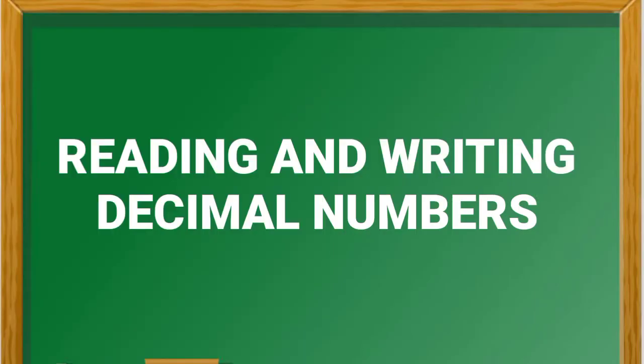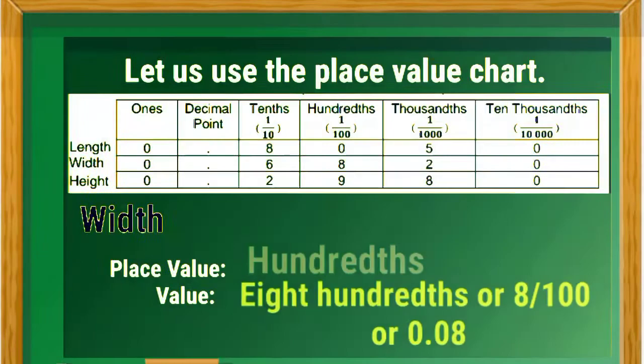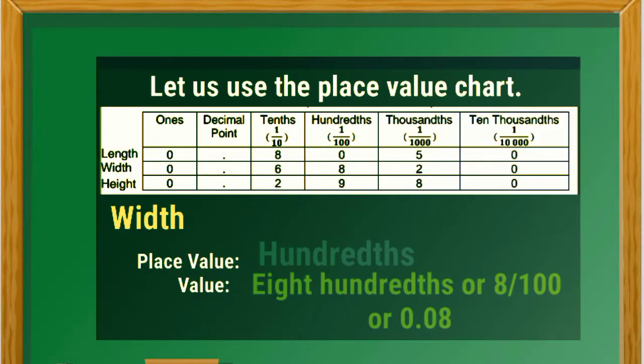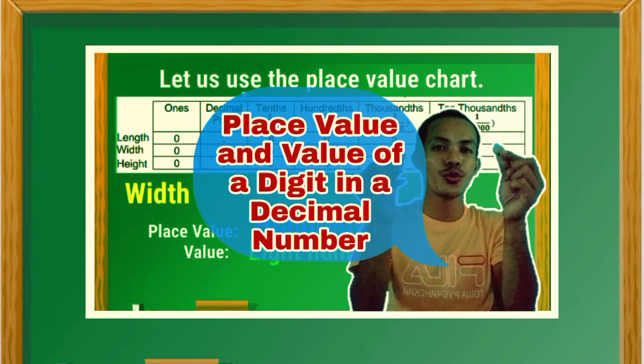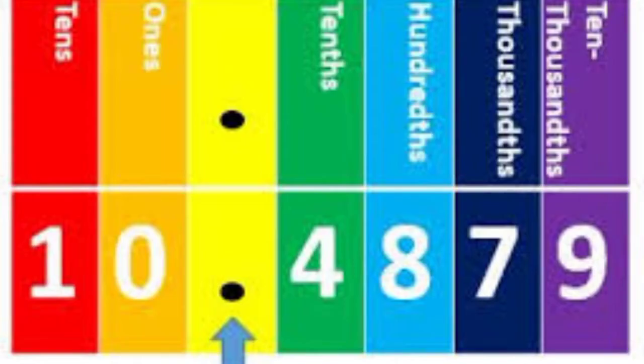Our topic for today is about reading and writing decimal numbers. Actually, this is a continuation of the topic that I discussed in my previous video about decimal numbers. I just discussed in my first video about identifying value and place value of a digit of a decimal number through 10,000s. But this time, let us learn to read and write decimal numbers up to 10,000s place value.